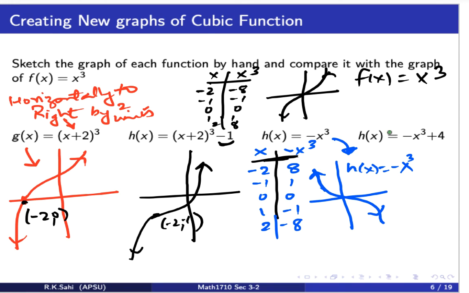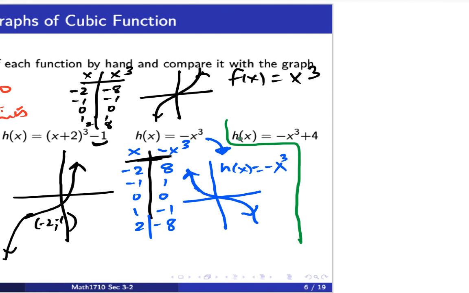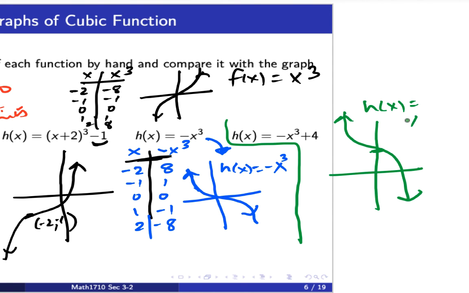Okay, now let's look at the last graph. It says minus x cubed plus 4. So this original graph now is going to move up by 4 units. Let me get a little bit more space for us to see. Okay, now remember, h(x) is minus x cubed. I'm going to add a 4. That means it moves up by 4 units. So the new graph, remember this point is now going to be here. So this is how this new graph looks like. This is h(x) equals minus x cubed plus 4.